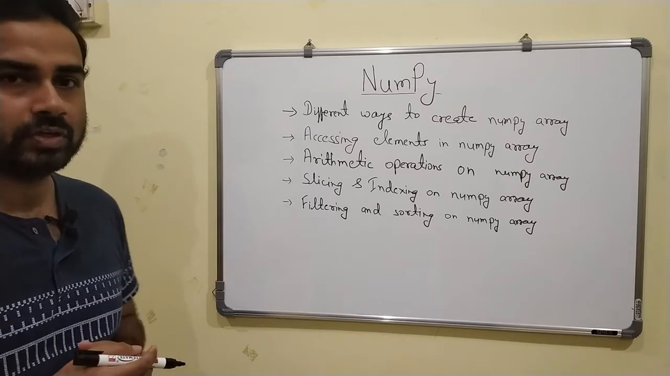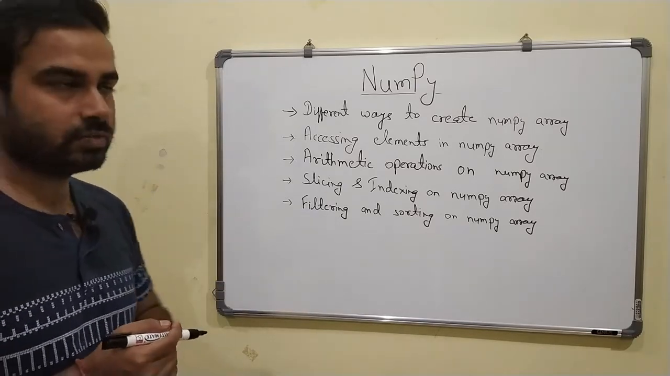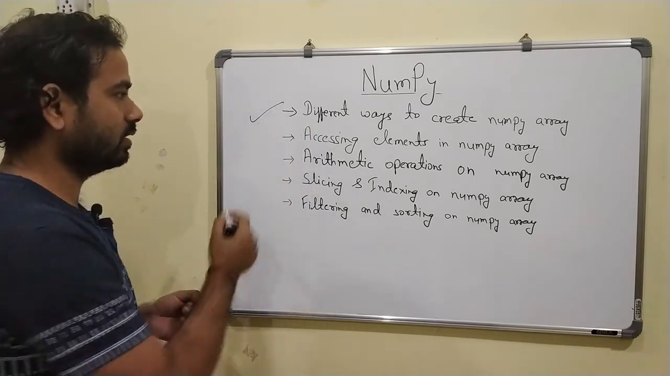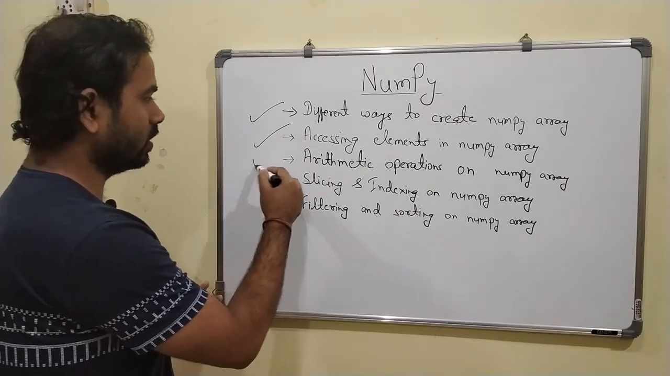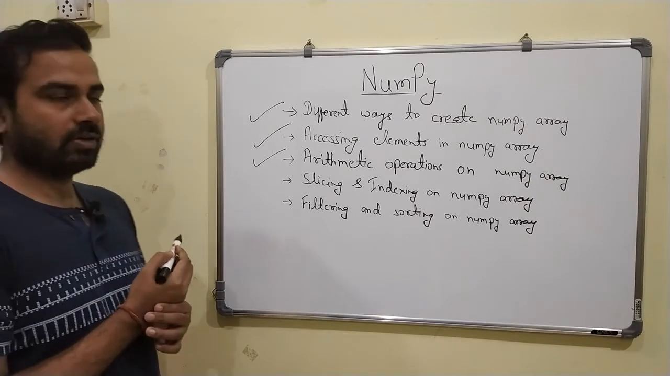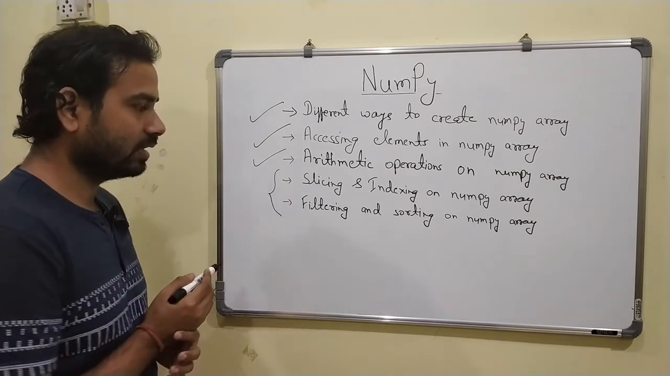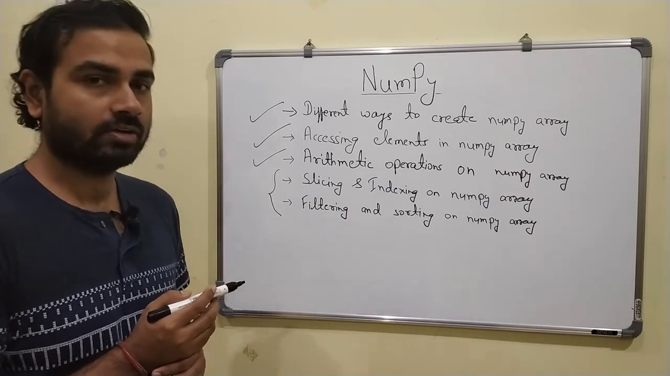So this particular video is the continuation from the previous video of NumPy. In the previous video we had learned about different ways of creating a NumPy array, accessing the elements in the NumPy array, and what all arithmetic operations we can do on the NumPy array. In this particular video we are going to discuss slicing and indexing, how we can filter some data from that array, and sorting of that array.